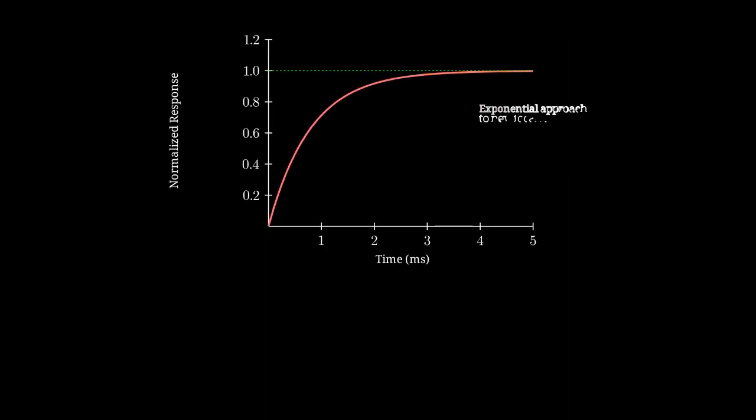This graph shows the temporal response to a voltage step. The focal length changes exponentially with time constant of about 0.8 milliseconds, reaching 90% of final value in 2 milliseconds.